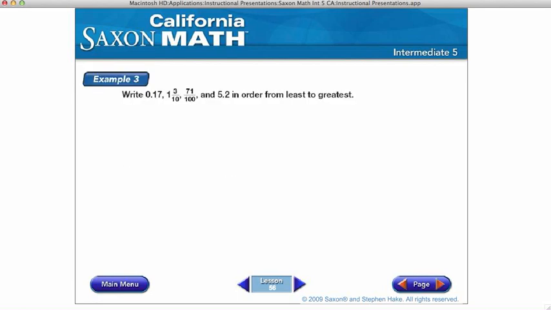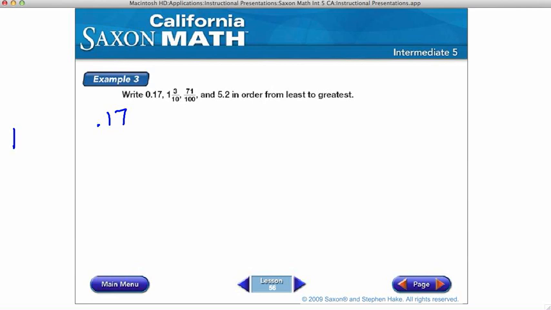Write 0.17, 1 3/10, 71 hundredths, and 5.2 in order from least to greatest. The first thing you need to do is convert all of them to fractions with a common denominator or all of them to decimals. I prefer converting to decimals because it's a little bit easier. So we have 0.17. We don't need to do anything to that.